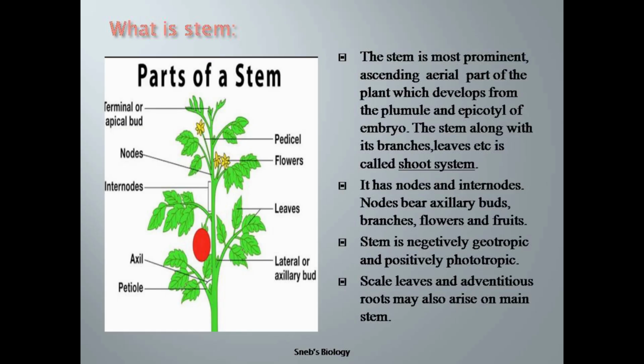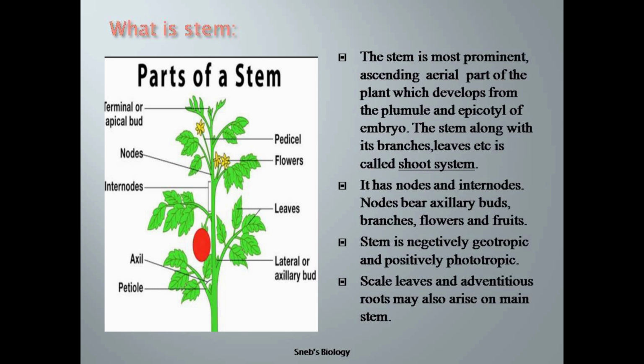So what is stem? The stem is the most prominent, ascending and generally aerial part of the plant. That means it remains above the ground, and it develops from the plumule and epicotyl of the embryo. The stem, along with its branches and leaves, is called the shoot system. The characteristic feature of the stem is the presence of nodes and internodes.